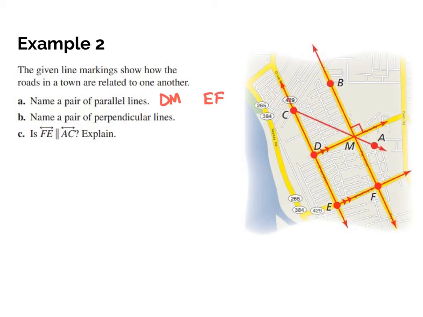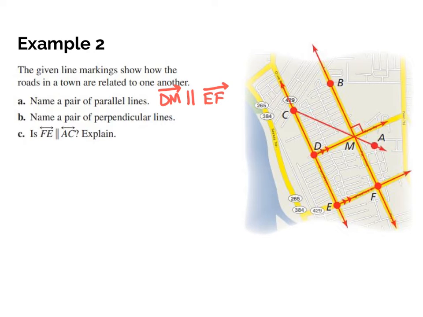Now, if I want to get a little technical here, notice that this street starts at D and it goes through M and continues on. So technically, that's a ray. So the way I'm going to label this is starting at D, going through M. I'm going to do the same thing with E to F. And now to show that they're parallel, I'm going to use that parallel symbol. So DM is going to be parallel to EF.